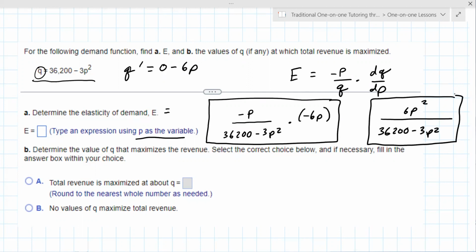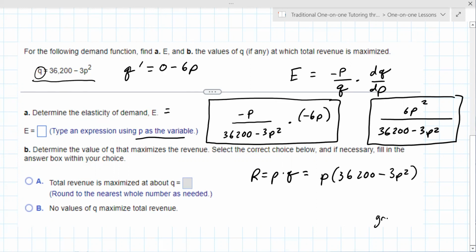Okay, now to do part B, there's actually a couple of ways to do it. One is to set the elasticity of demand equal to 1. That's something you would learn in an econ class, which you're not in. The other is to look at the revenue function. Revenue is price times quantity, and you already have your quantity function up here. So you take your price, multiply it by 36,200 minus 3P squared, which is your quantity. I like to graph that and just find the max there. So that's what I will do.